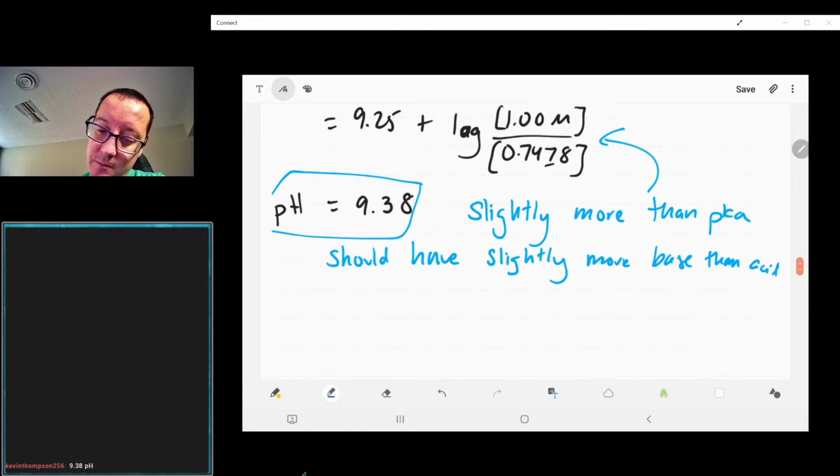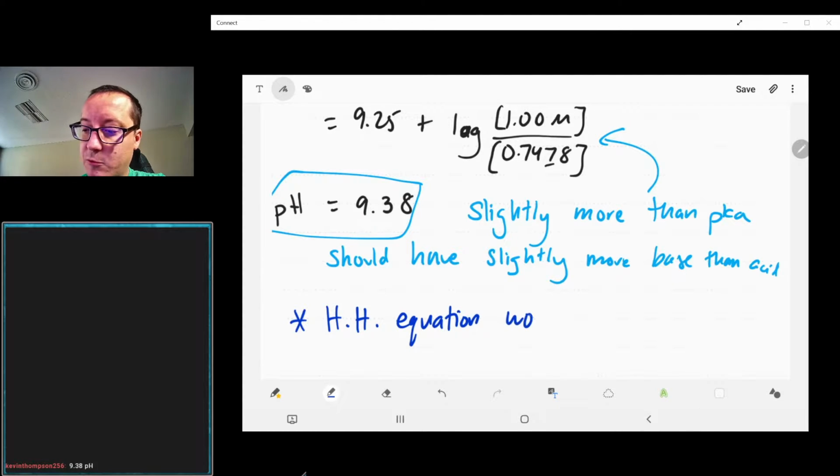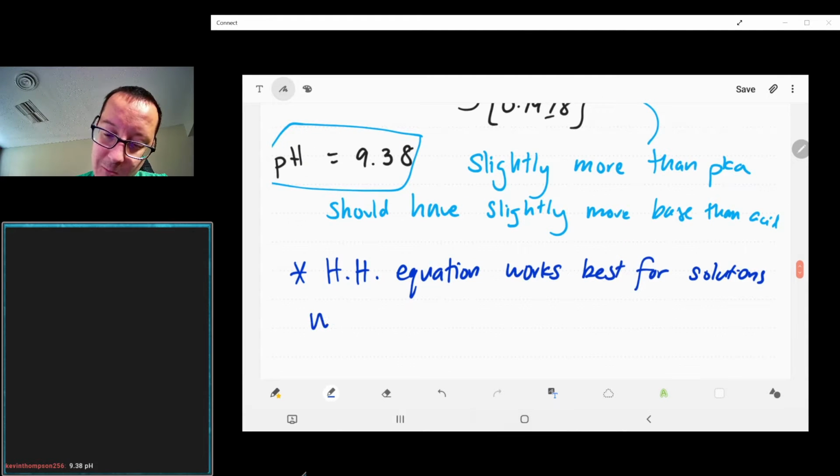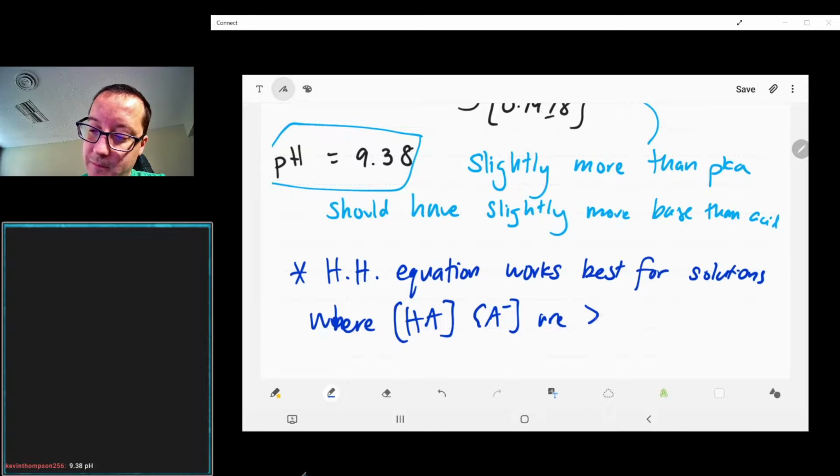Just so we know, well, I didn't necessarily go over this yesterday, the Henderson-Hasselbalch equation really works best for solutions where your concentration of acid and base are much greater than your Ka. So typically that's going to be an important part for this particular equation. It's an important assumption we make. If you end up having very small concentrations of acid and base in there, it becomes less valid.